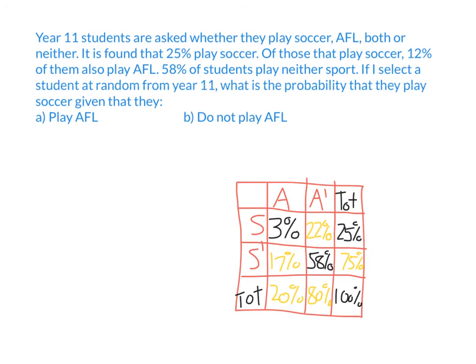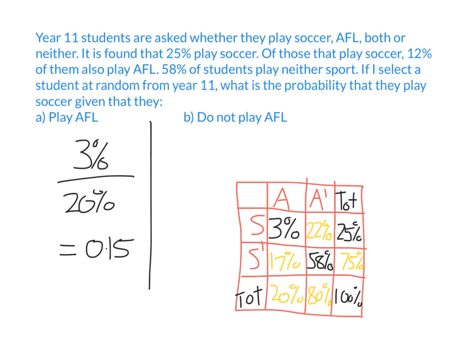Now the easy part: what's the probability they play soccer given that they play AFL? So if they play AFL, I know that I'm in this column here. So of the people who play AFL, 3% of them play soccer. The probability someone plays soccer and AFL is 3%. The probability that they play AFL only is 20%. So it's just 3 over 20, which is 0.15. That is the probability they play soccer given that they play AFL.